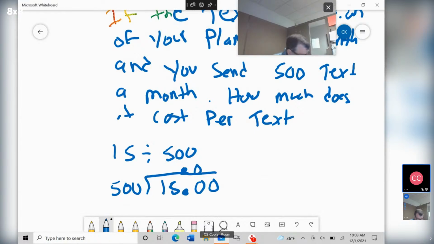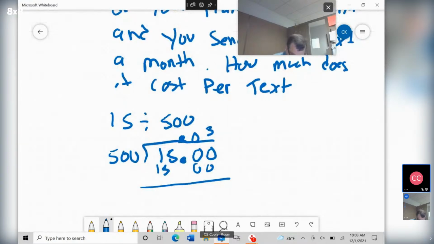Okay. Then how many times does 500 go into 1500? Well, that would be 3 times. And you do 3 times that 0, 0, 15. And that's going to equal 0. So what it says is each text would be 3/100ths of a dollar. Okay, so your answer is going to be 0.03.